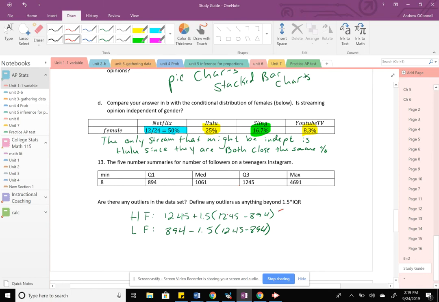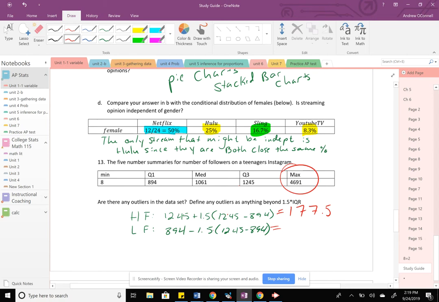I think I got that to be 1,771.5. If there are any values above that, those would be outliers. If you have a max that big, there are definitely some outliers on the high end. Check that out with the low fence. Throw that in the calculator.